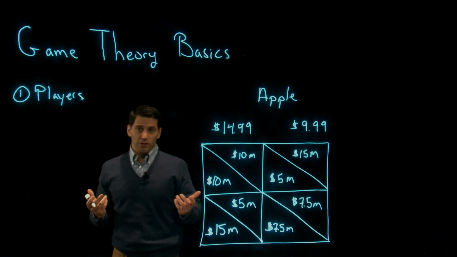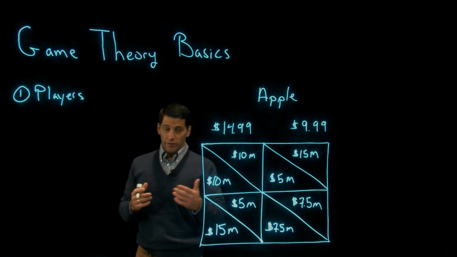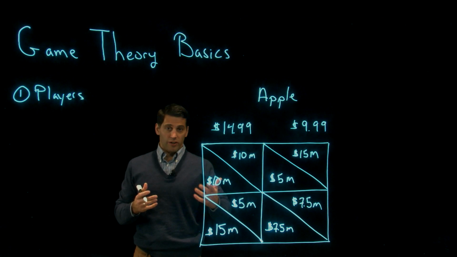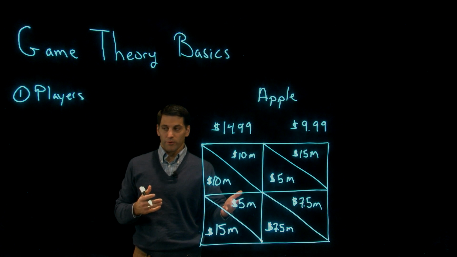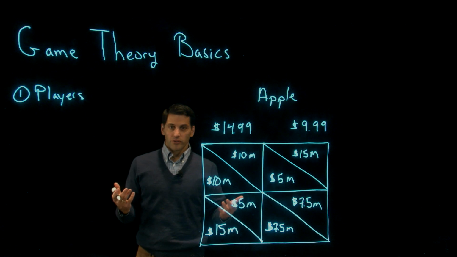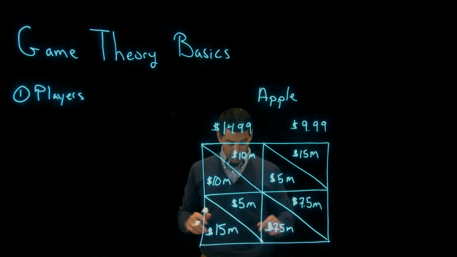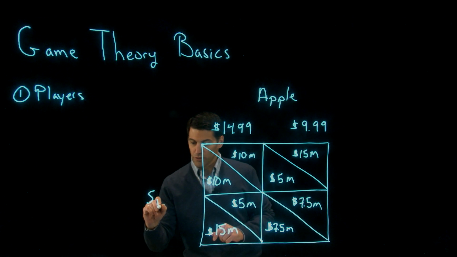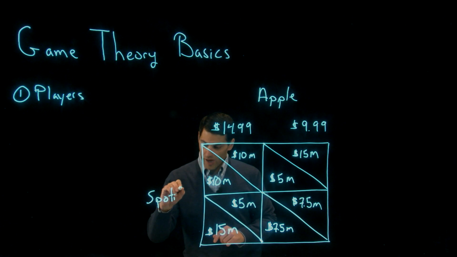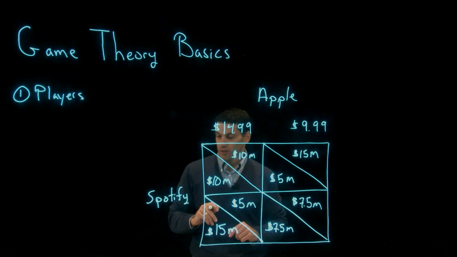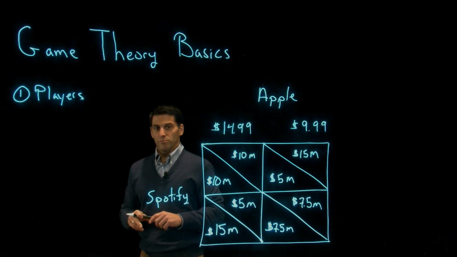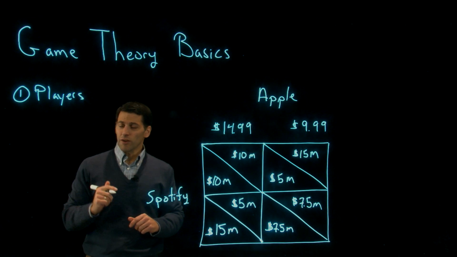For all the examples that we're going to do, we're going to do one here, and then we're going to talk about sequential games in another video for a second example. We're going to have two players. As you can see from the setup here, we have Apple and then Spotify. We're going to be looking at two firms competing in the streaming music space. So we have to know who the players are.